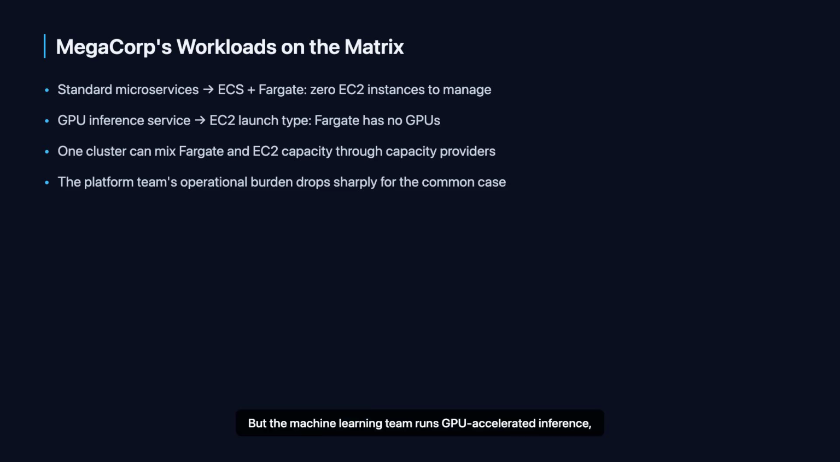But the machine learning team runs GPU-accelerated inference, and Fargate has no GPUs, so that one service uses the EC2 launch type instead. And here's a nice detail. A single ECS cluster can mix Fargate and EC2 capacity through capacity providers, so both patterns live under one logical cluster. For the vast majority of services, the team's operational burden drops sharply.